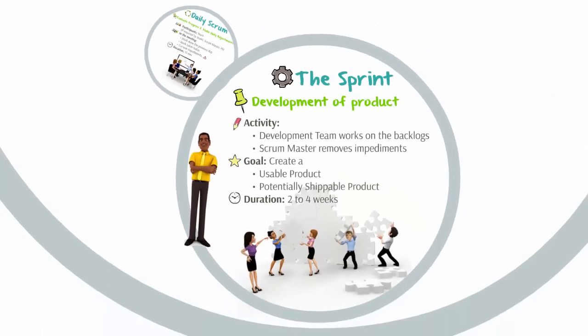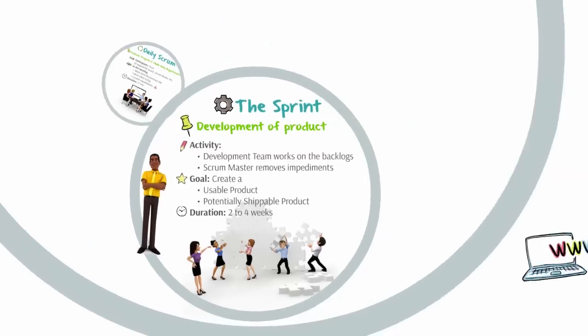For the entire sprint duration, our development team continues to develop the product, and has the daily Scrum to continuously inspect and adapt. During the sprint, our Scrum Master, on the other hand, ensures that he clears all the impediments raised by the development team, so that the team can perform optimally.